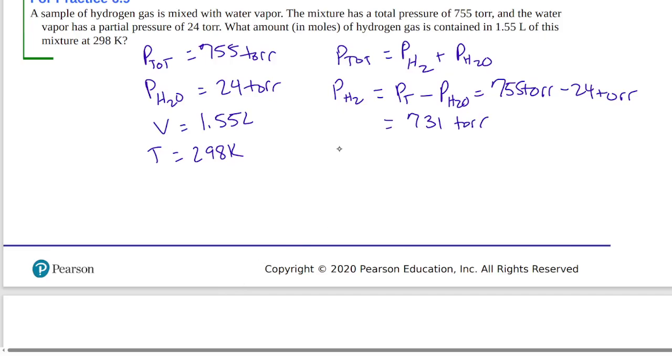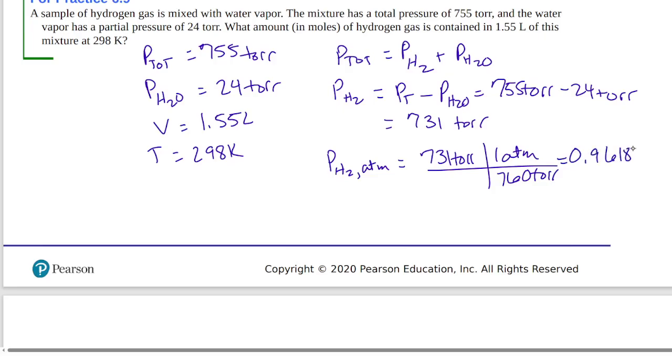Now we need to convert that to atmospheres. So the pressure of hydrogen in atmospheres is equal to 731 torr, and we know that 760 torr is 1 atmosphere. Okay, so that is equal to 0.961842 atmospheres.